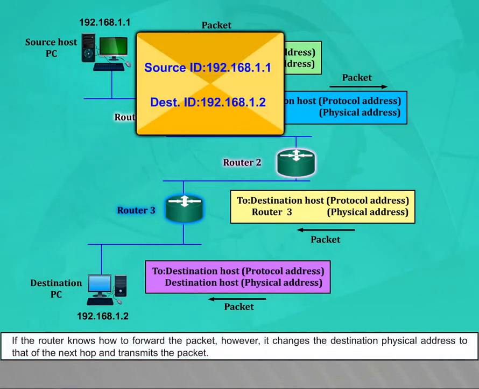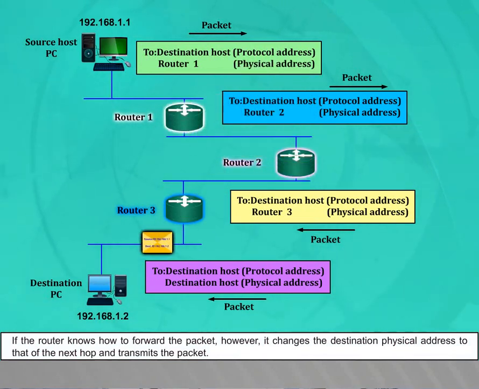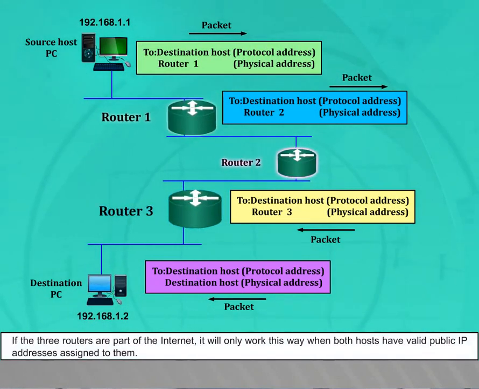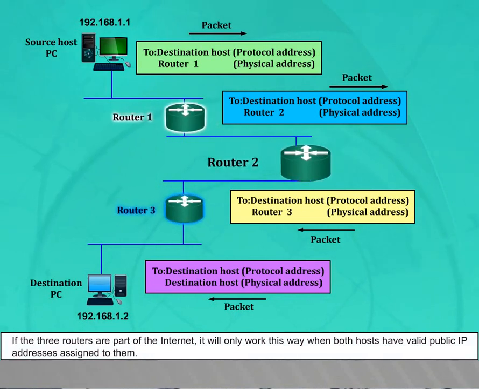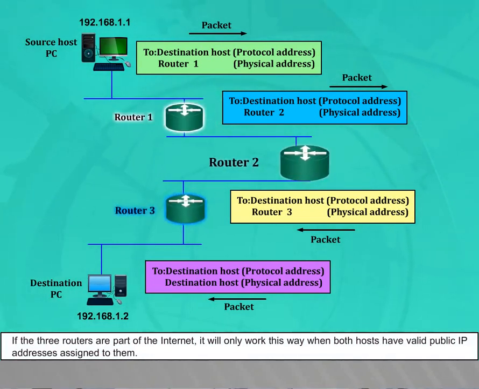If the router knows how to forward the packet, however, it changes the destination physical address to that of the next hop and transmits the packet. If the three routers are part of the internet, it will only work this way when both hosts have valid public IP addresses assigned to them.